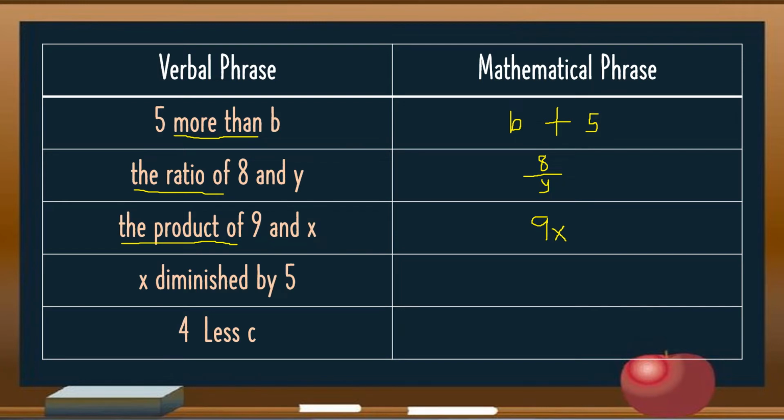Okay, next, we have x diminished by 5. The word diminish is under subtraction. So, minus tayo dito sa mathematical phrase. Sino ba yung pinag-minus? We have the x and the 5. Okay, next. Last example, we have 4 less C. Okay, ginamit yung salitang less. And less is also under subtraction. Okay, ano ba yung dalawang pinag-minus? We have 4 and the letter C. So that is 4 minus C.